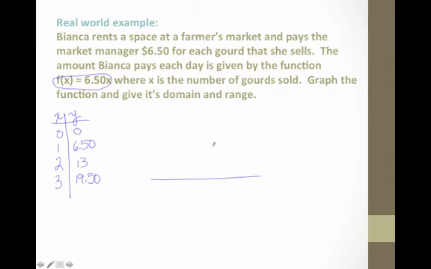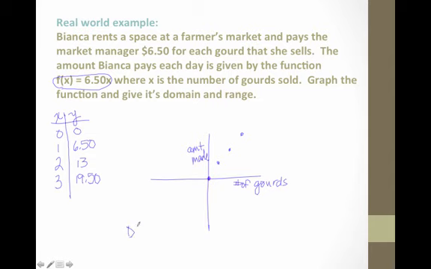My graph will look something like this. It's all going to be in quadrant 1, where I've got the number of gourds and the amount she makes. So 0, 0, 1, 6.50, 2, 13, 3, 19.50, and I could have labeled those points.